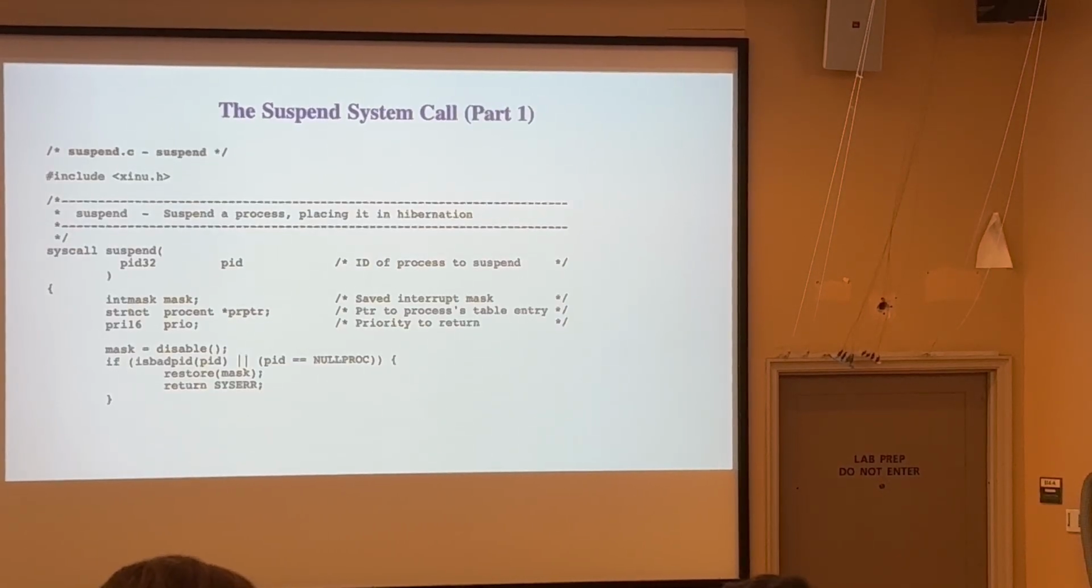All right. Now let's look at suspend. You have this suspend function call. It takes a PID as its parameter, and it follows the template that we just looked at. You disable the interrupt and check whether the parameter is good or not, whether the PID is right or wrong.